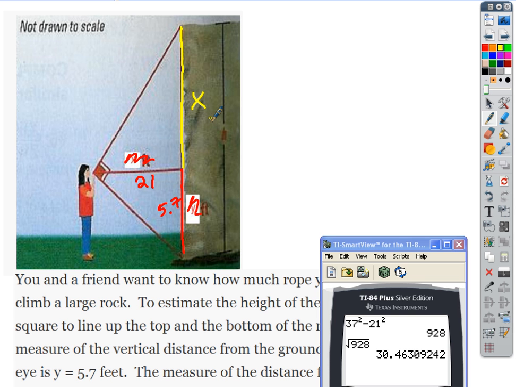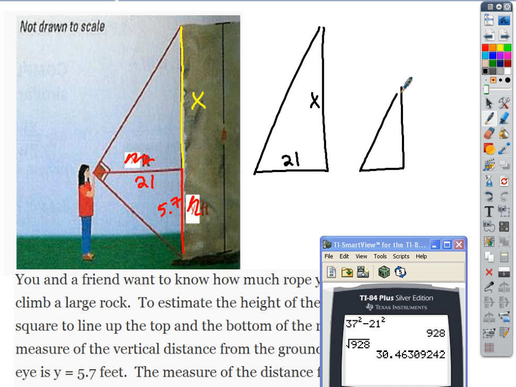So let's try this one by just drawing the two triangles. We've done the ratios the last couple times. Let's just draw these triangles next to each other. So if I take the medium triangle, there it is, 21 and x. And if I take the small triangle and line it up the same way, then 5.7 is less than 21, isn't it? 5.7 is the short side. 21 is the long side. Everybody see that?